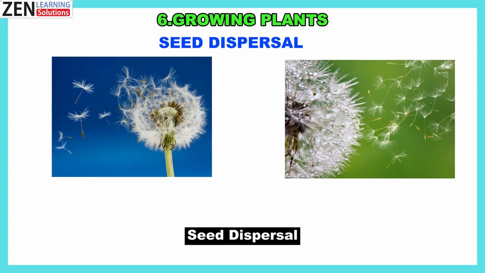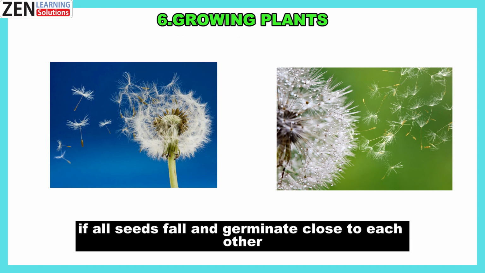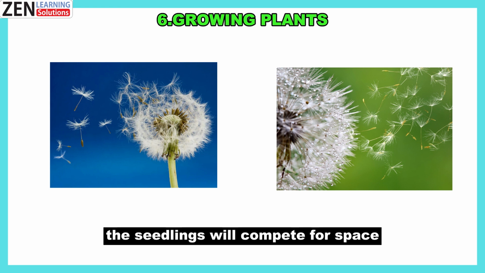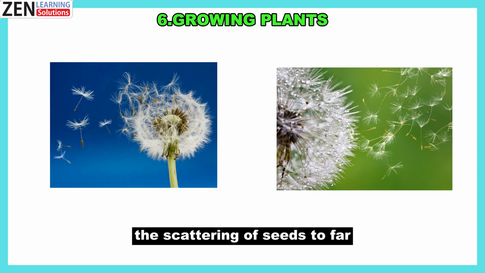Seed dispersal. Dispersal is the scattering of seeds away from the parent plant. If all seeds fall and germinate close to each other, the seedlings will compete for space, water, light and nutrients. The scattering of seeds to far-off places is called dispersal. Seeds can be dispersed by wind, air, explosion or animals.